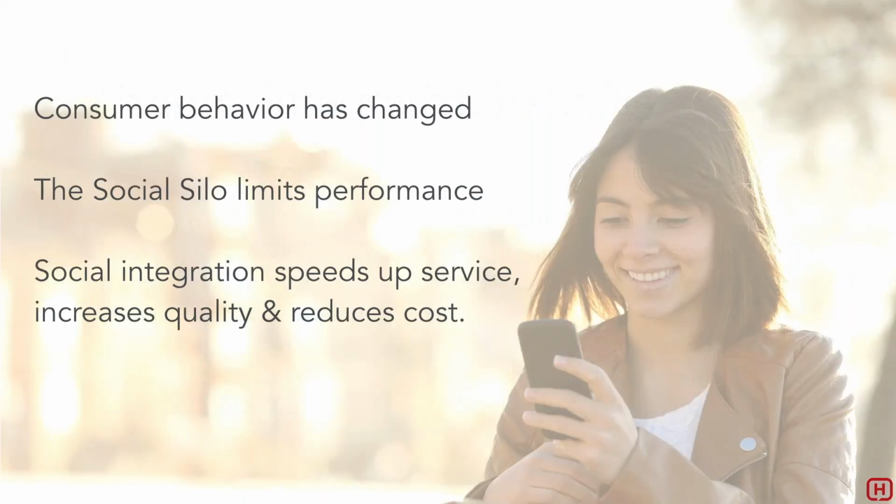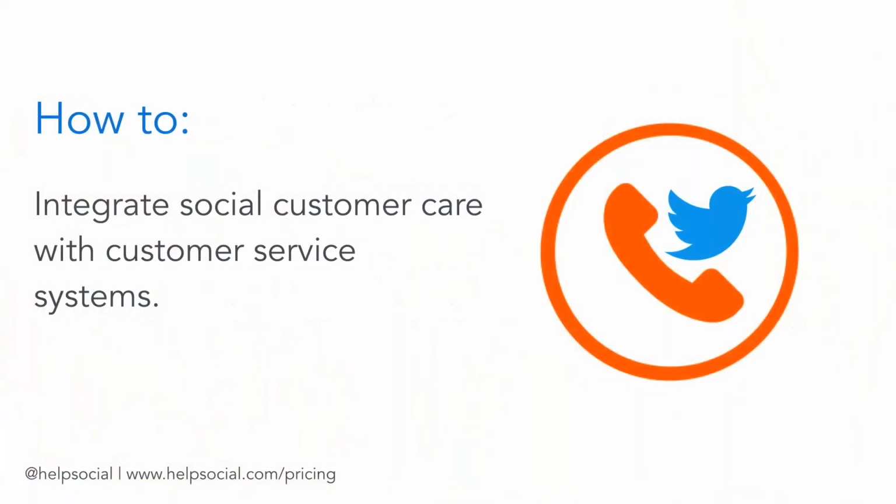So, a little recap here: there is no question consumer behavior has changed, and it's going to continue to change. As digital communication becomes the primary communication, it's going to get tougher. We can't keep social media in a silo anymore. It limits our performance and holds us back from improving response times and doing that consistently. If we're able to integrate social media with our other service systems and our sales systems, we're going to speed up our service. We're going to see our customer satisfaction scores increase, and we'll definitely see a very big reduction in cost. I hope this was helpful for you today.